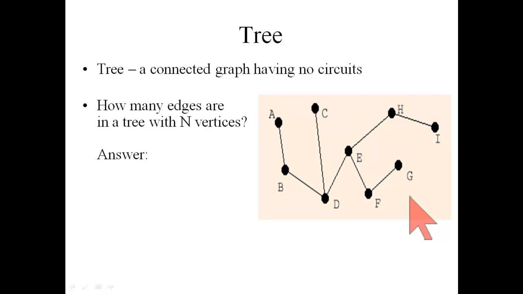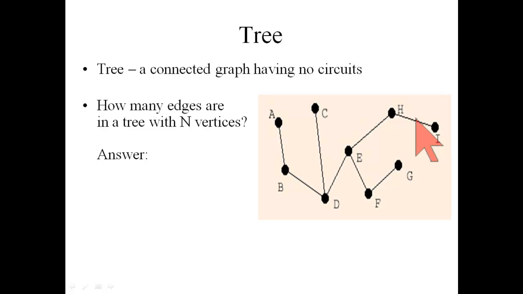Question: how many edges are there in a tree with n vertices? Well, in this picture there are 1, 2, 3, 4, 5, 6, 7, 8, 9 vertices, and 1, 2, 3, 4, 5, 6, 7, 8 edges. So what's the relationship between 9 and 8? Well, they differ by 1, of course.